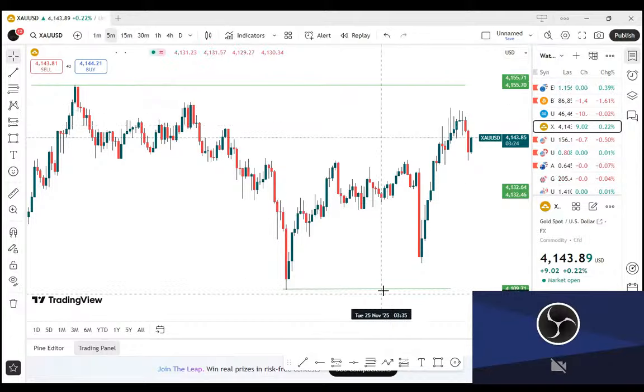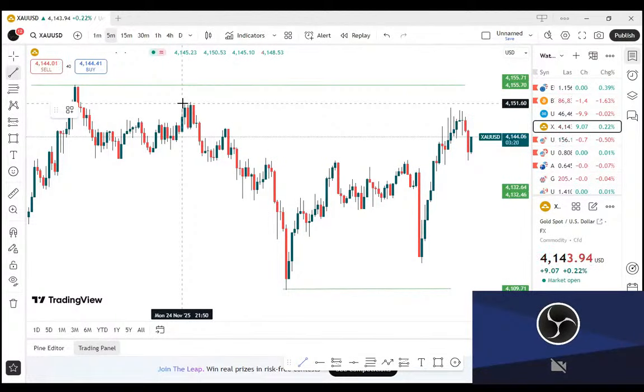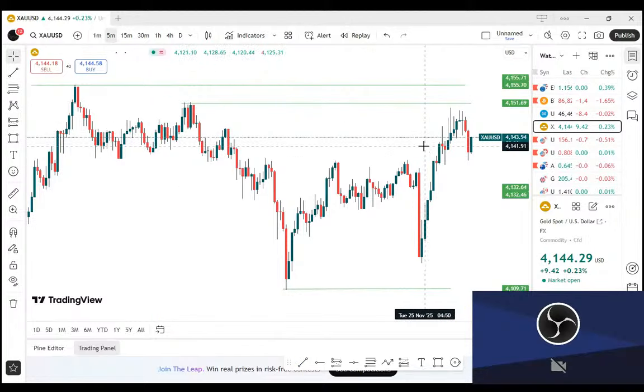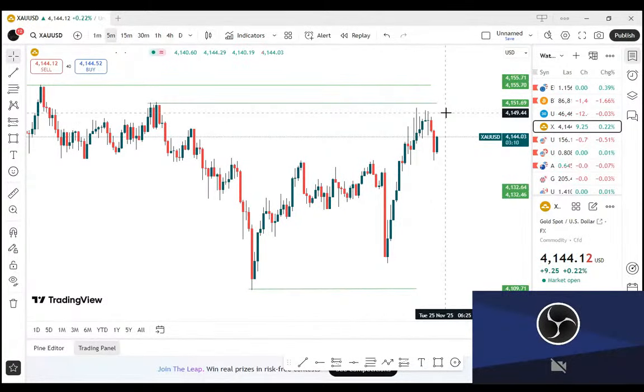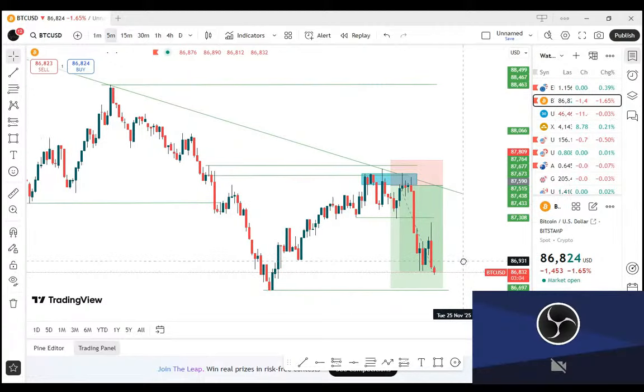Or if price comes here and respects this high, there's another key high again. There's another key zone that price is trying to respect. If these zones are able to hold, gold is continuously selling down. And let's look at this one. This one wants to finish the job, man.